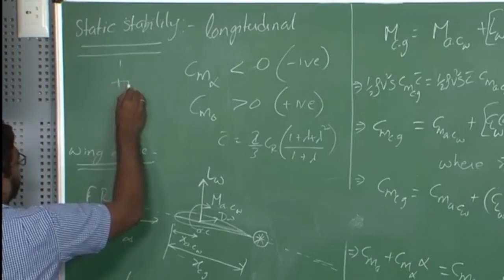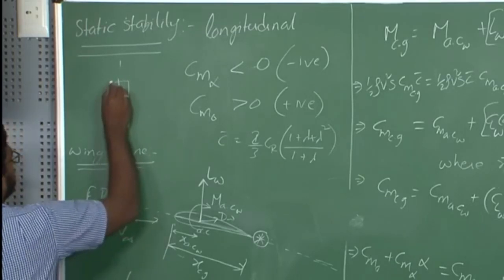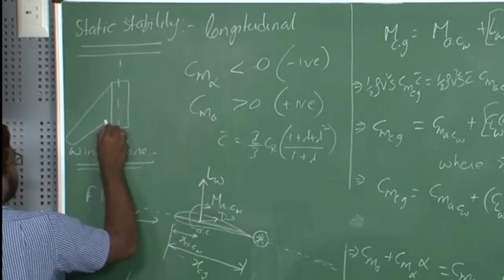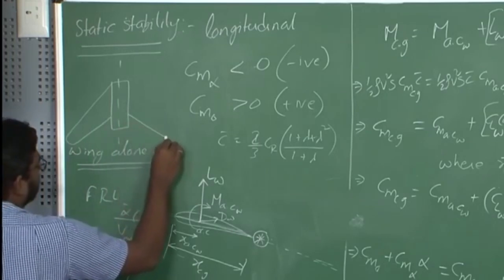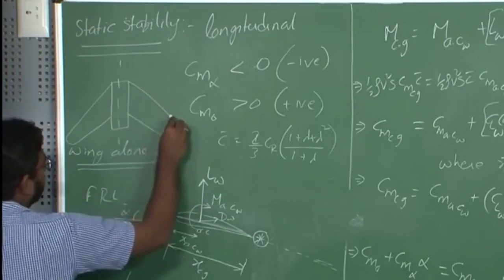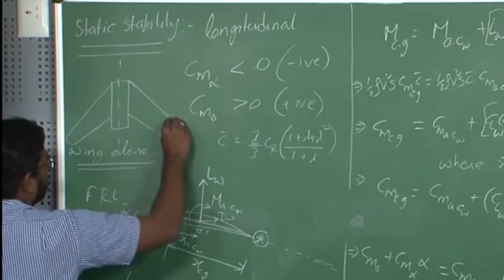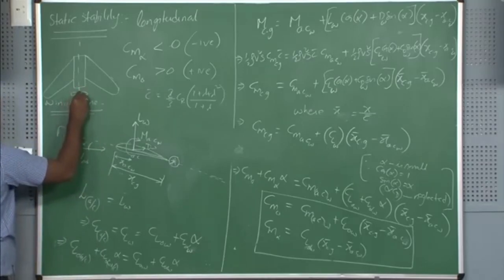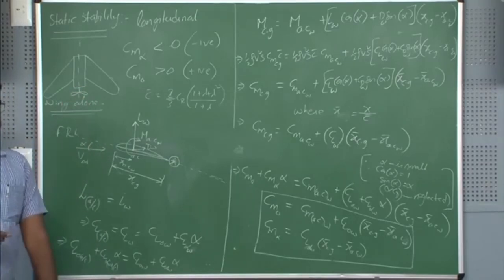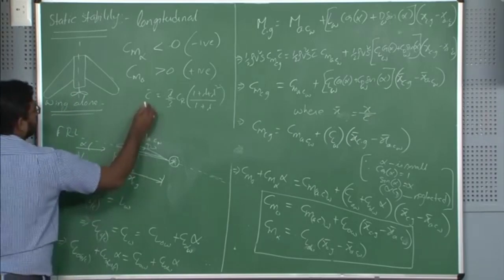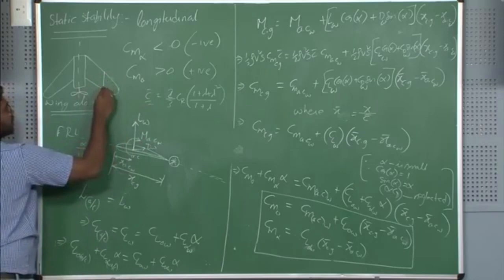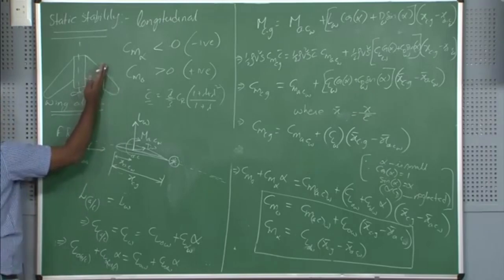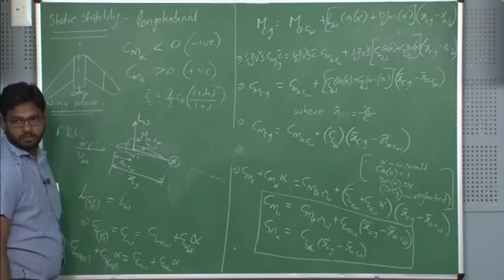So let us draw the planform of the UAV that we, okay, assume that this is the UAV that we have flown in the first lecture. Now we know how to calculate the mean aerodynamic chord. So this is my C bar. That means at this particular location the chord represents this C bar, right?